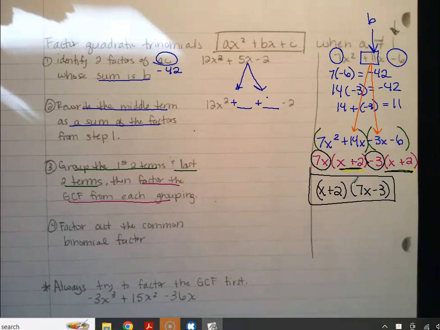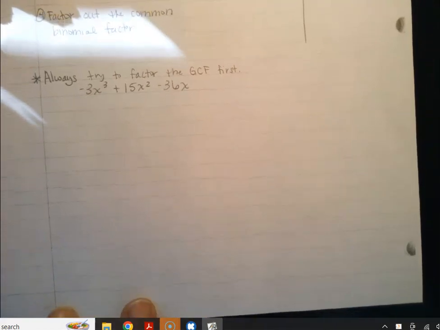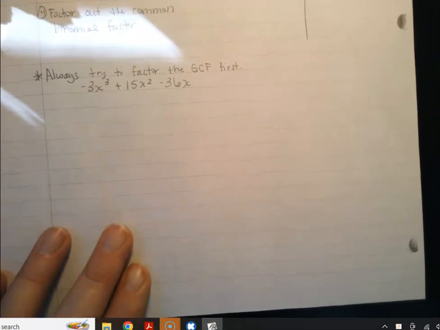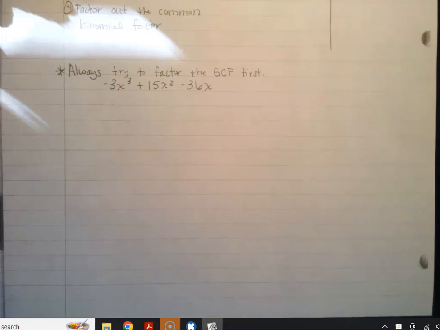All right, so how do we feel about that? Good in the moment. Okay. Well, there are several steps, so I get that. All right, let's try the next one. The note here says always try to factor the GCF first. So if we look at this one, negative 3x cubed plus 15x squared minus 36x, is there a GCF? Yeah.